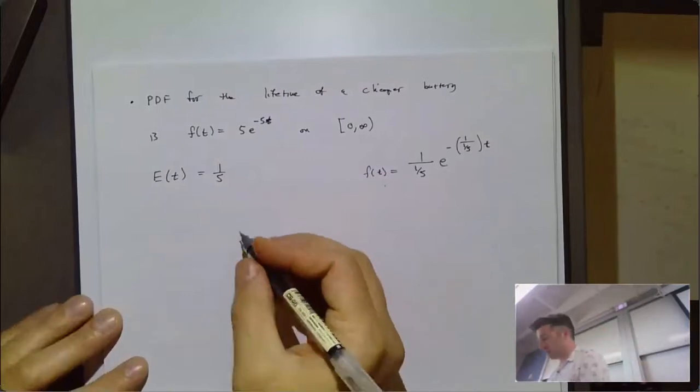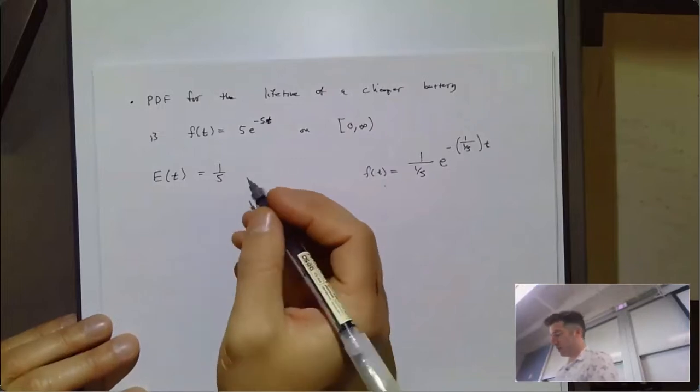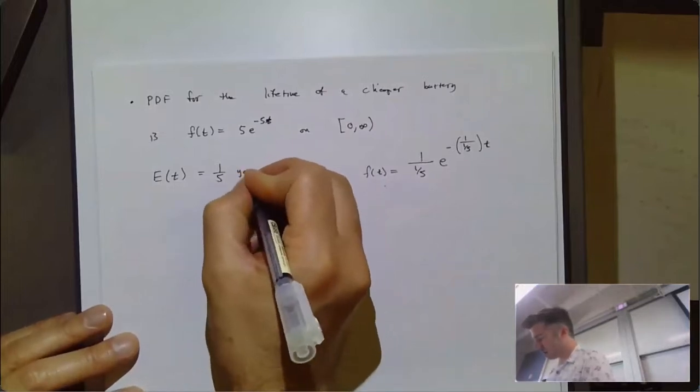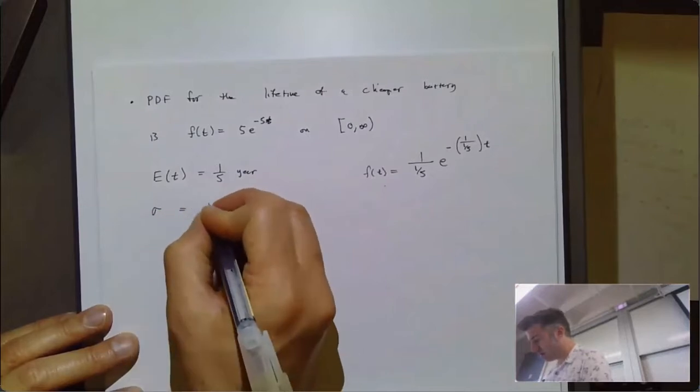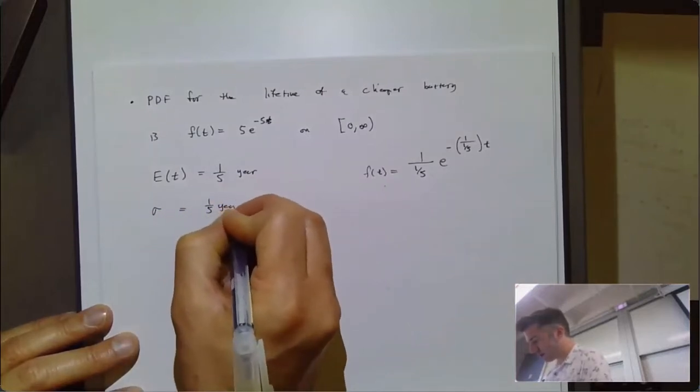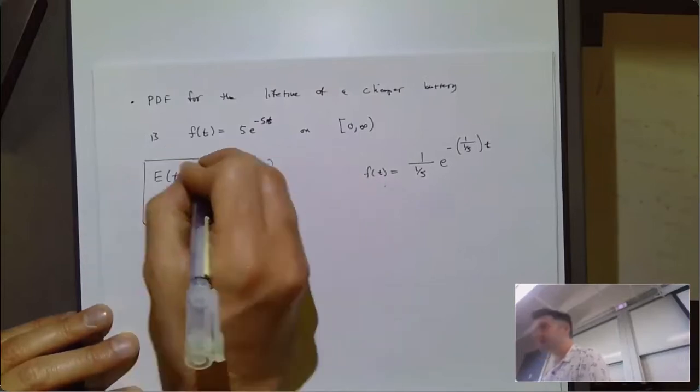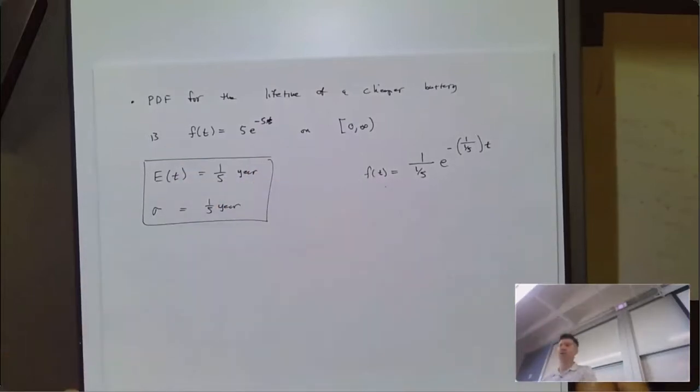So here, the expected lifetime of the battery would be 1/5 of a year. And the standard deviation for the lifetime of a battery would also be 1/5 of a year. The variance would be 1/25.